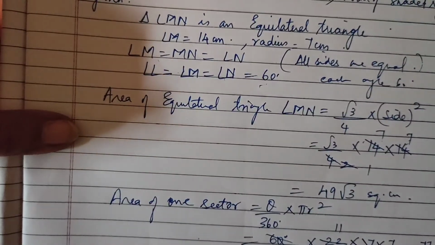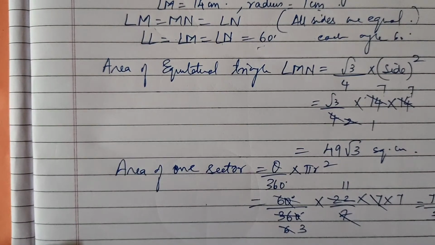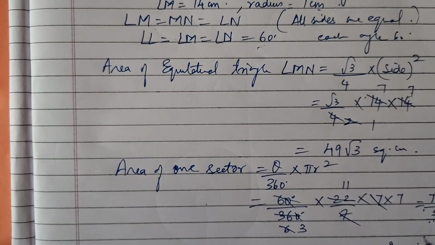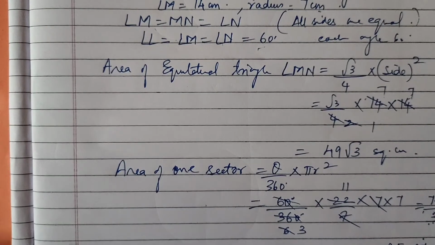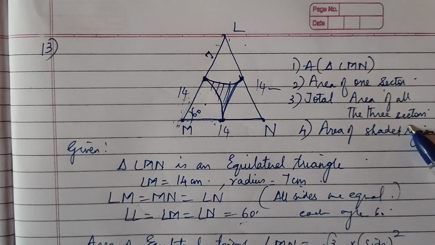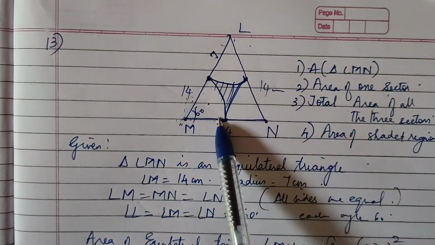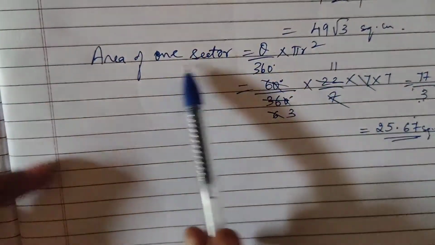Now they ask total area of all the 3 sectors. What we will do here, 77 upon 3, now we will divide it first because we may need this one. So when we divide here, we get 25.67. This is one sector. But the next question asked here is total area of all the 3 sectors. See here the radius is 7 everywhere, and the theta is 60 degree everywhere. So we need not do 3 times. What we can do, we can multiply one sector.